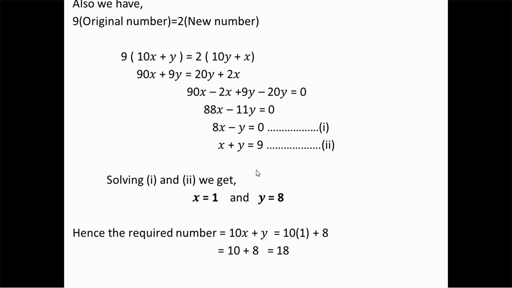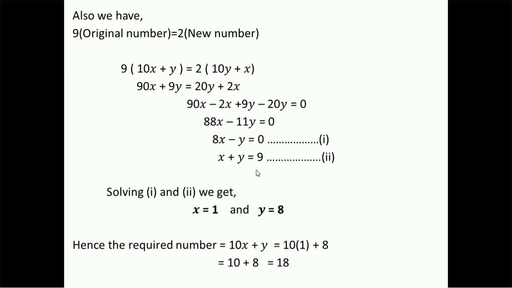After subtracting we get 88x minus 11y is equal to 0. Let's divide the whole equation by 11. So we get 8x minus y equal to 0. So this is our first equation.